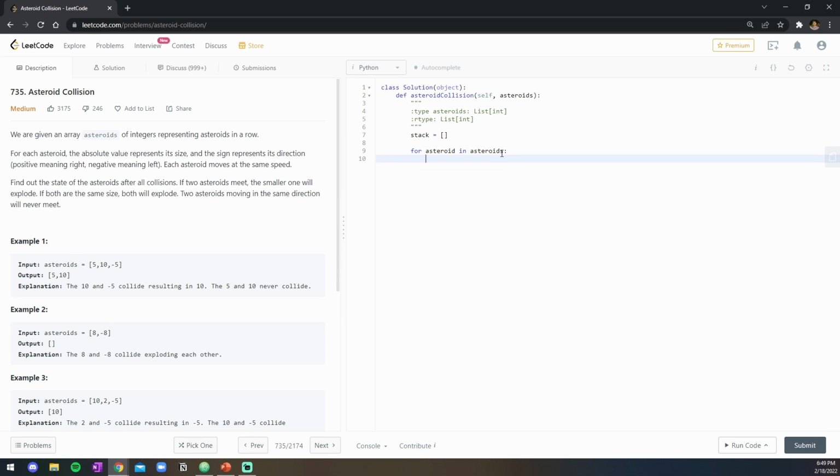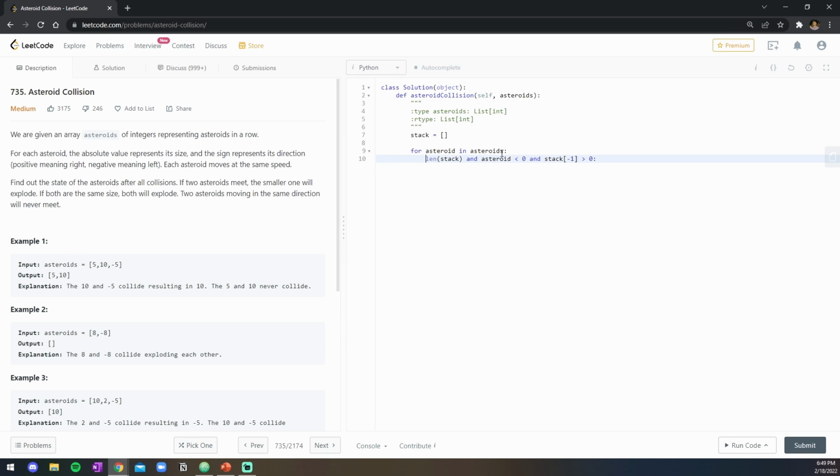And now for every value, we want to check the length of the stack, right? Because we want to make sure that there's at least one value inside of the stack. But we also want to make sure that the value in the asteroid that we just picked is less than 0, right? Because if it was positive, then we automatically put it into the stack. So it needs to be less than 0, and we need to make sure that the top of the stack is greater than 0 because it needs to be positive.